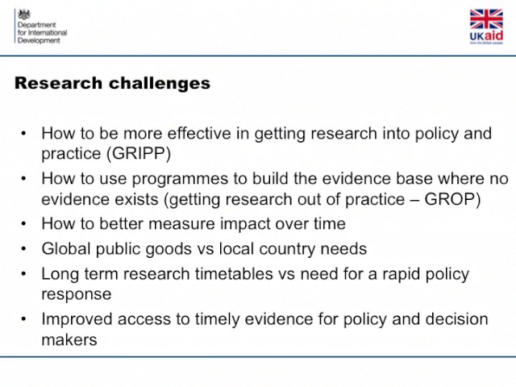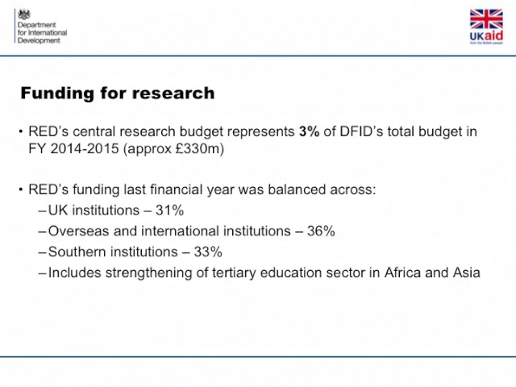And we're looking for how researchers are thinking about improving access to information and evidence for different decision makers. From DFID's perspective, the central research budget, which is managed by Research and Evidence Division, is about 3% of DFID's total budget, which this year is around £330 million, which is quite a considerable amount of money. And in the last financial year, this was balanced across about a third going to UK institutions, about a third going to international and overseas institutions, and about a third going directly to southern institutions.